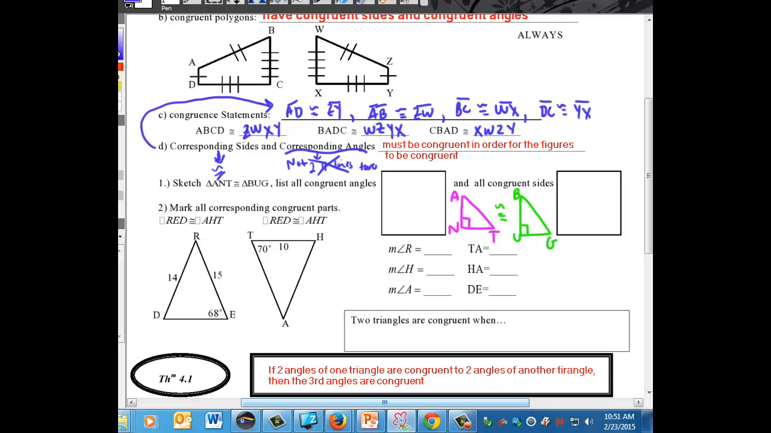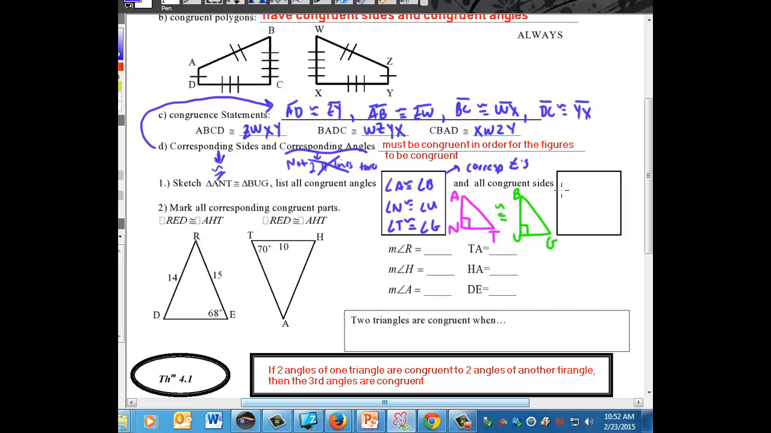Next, they want us to list all congruent angles. Well, I can say that angle A is congruent and equal to angle B, right? A and B are what's known as corresponding angles. They are congruent angles. Then I can say angle N is congruent and equal to angle U. They are both 90 degrees. That makes sense. And then the last one, angle T is congruent and equal to angle G.